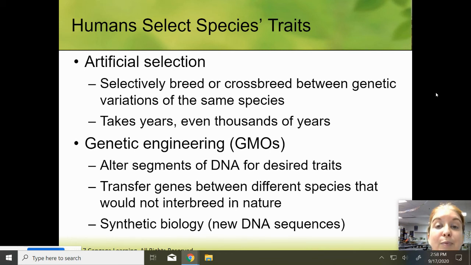We can alter specific segments of DNA for desired traits. Fish can handle cold water. Tomatoes don't like cold weather, but they actually took the gene from the fish to handle the cold water, and they put it into the tomatoes, and now tomatoes can handle it when it gets a little colder out. So that's in the tomatoes that you eat. You can transfer genes between different species that would not interbreed in nature. Tomatoes and fish are never getting together in nature, but they can in a lab. So this is synthetic biology. We're coming up with new DNA sequences.